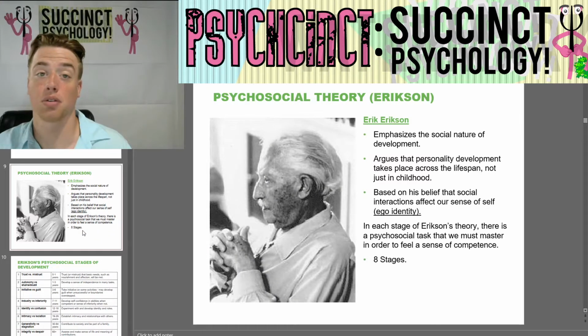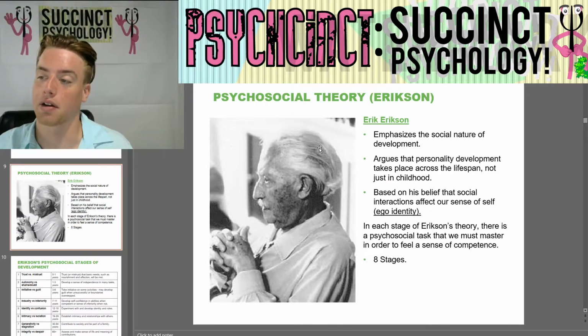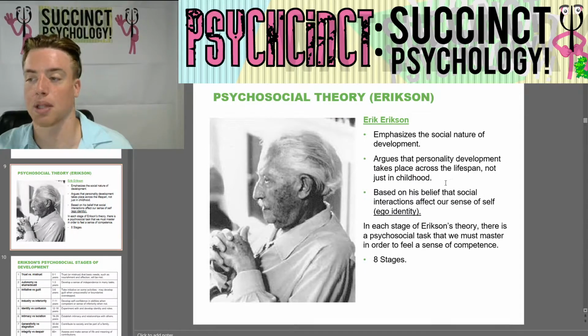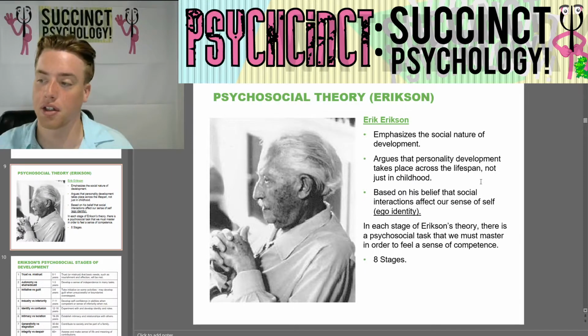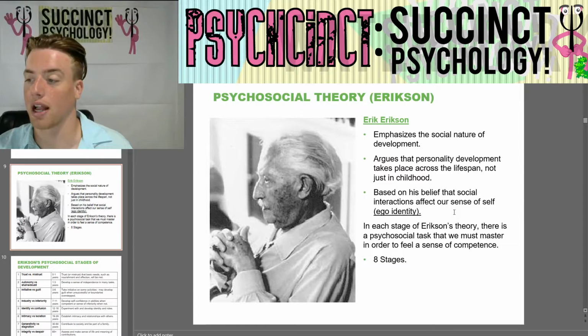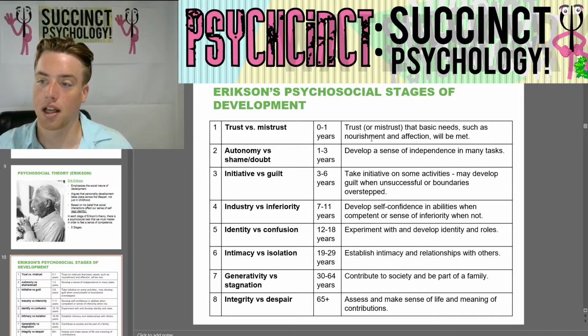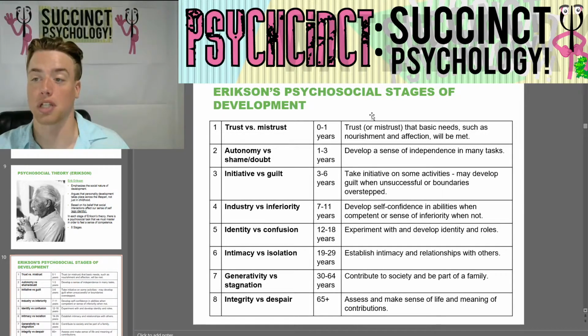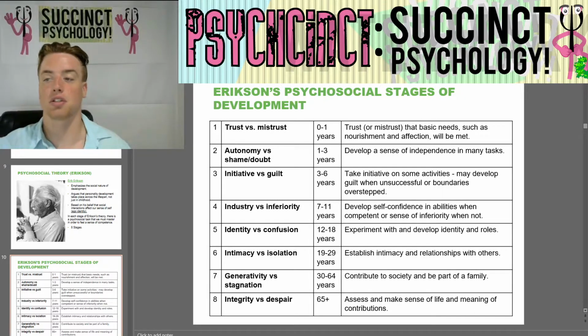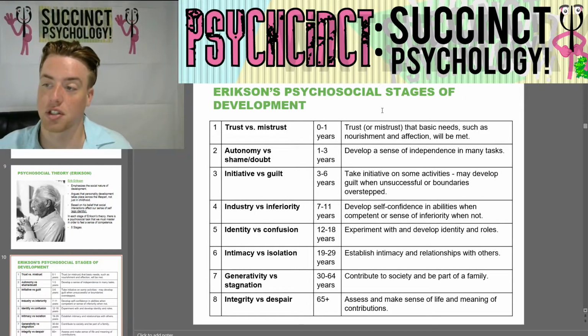Continuing on, we have the psychosocial theory, Erikson. Erik Erikson emphasizes the social nature of development, and he argues that personality development takes place across the lifespan, not just in childhood, based on his belief that social interactions affect our sense of self, or ego identity. In each stage of Erikson's theory, there's a psychosocial task that we must master in order to feel a sense of competence, and there are 8 stages total. So, here are those 8 stages of Erikson's psychosocial stages of development. The first stage is trust versus mistrust, which is 0 to 1 years.